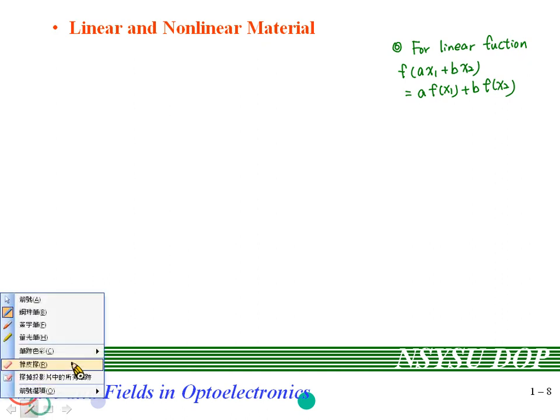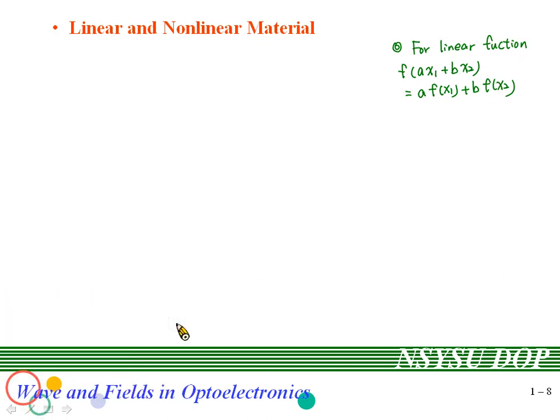So following the same properties, let us define the linear material. For linear materials, we know that the D field can be expressed in terms of the E field. So we can say that the D field is a function of E. Consider two external fields E1 and E2. The D field, D of A1 E1 plus A2 E2.